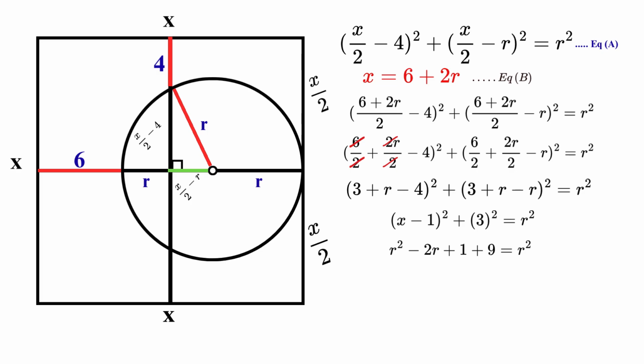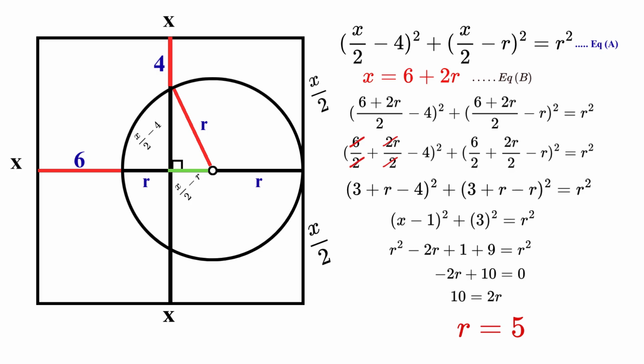Now notice that r squared appears on both sides. So we subtract r squared from both sides, and it cancels out completely. We are left with negative 2r plus 10 equals 0. Adding 2r to both sides gives us 10 equals 2r. Dividing both sides by 2, we get r equals 5.